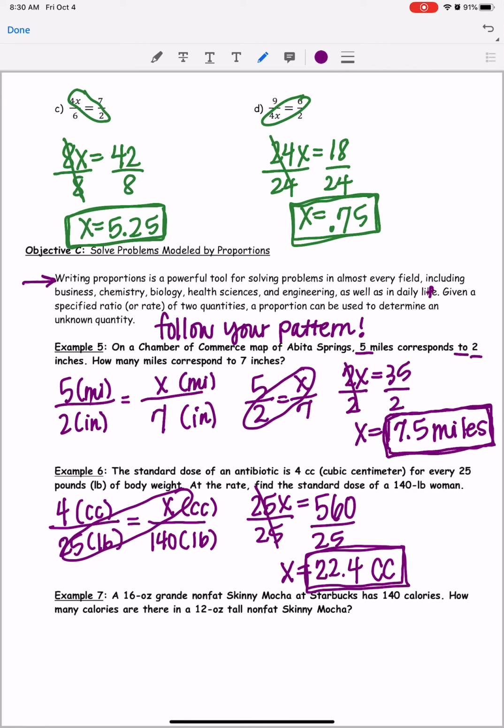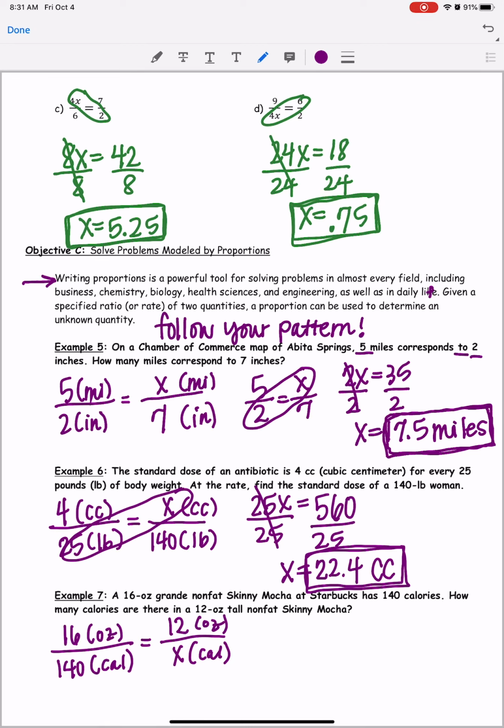Okay, last one. A 16-ounce grande non-fat skinny mocha at Starbucks has 140 calories. So that's my first proportion right there. We have 16 ounces and 140 calories. So how many calories are there in a 12 ounce? So I want my ounces up here. So my 12 goes here. How many calories? I'm finding my X calories here. Ounces over calories, ounces over calories.